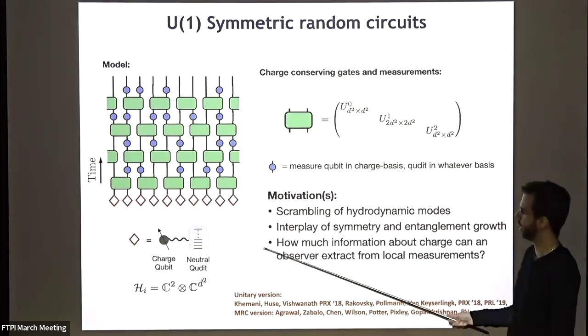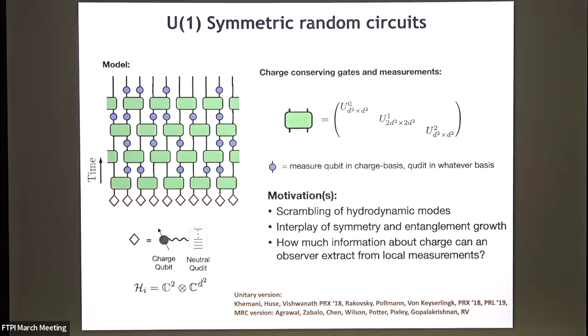Charge is just diffusing, right? So I have a U1 conserved quantity, and it just diffuses. How do you define charge with a qubit? Well, with a qubit it's just total Z conservation, right? I just say I have a U1. The charge is Z, exactly. So zero means no charge, one means charge.